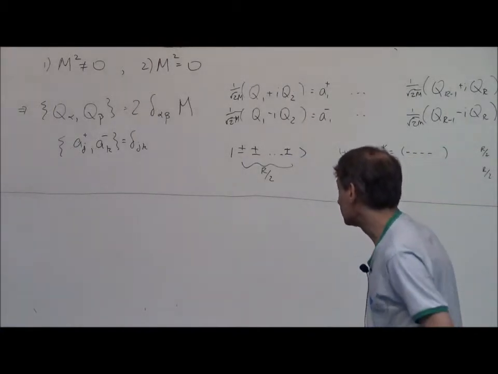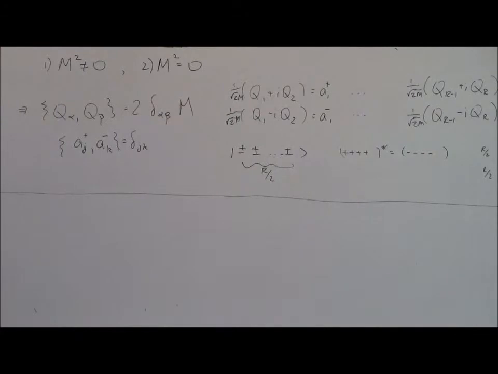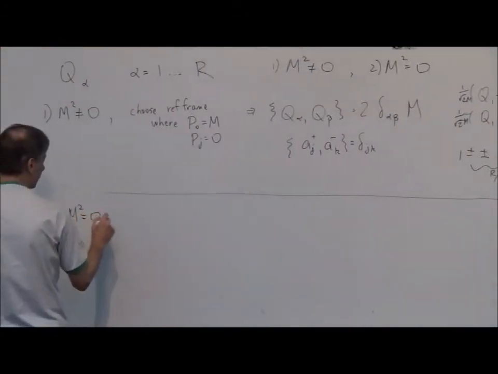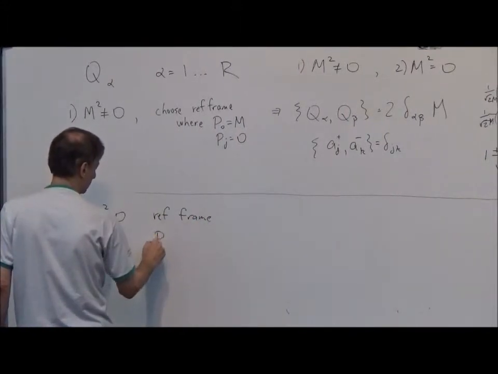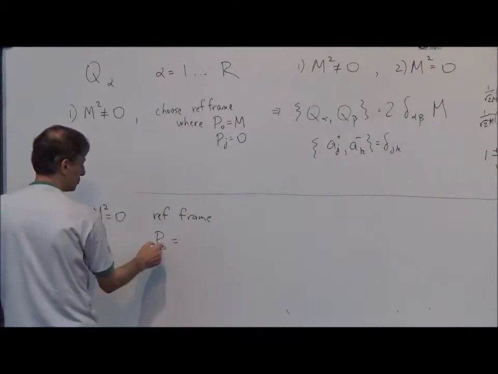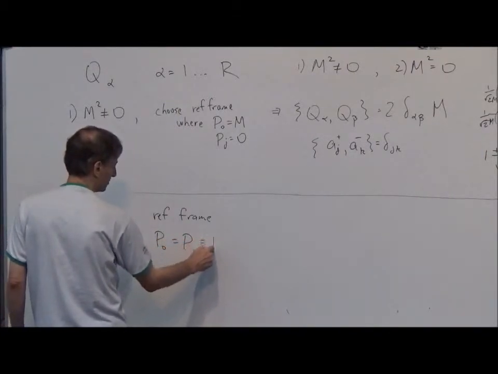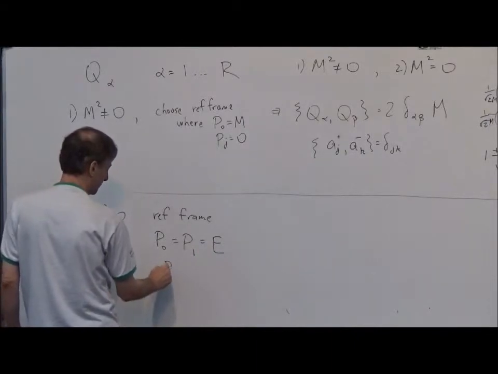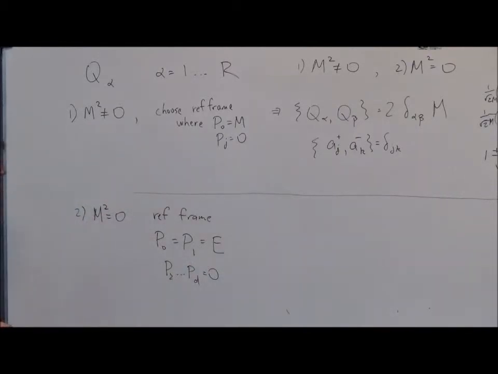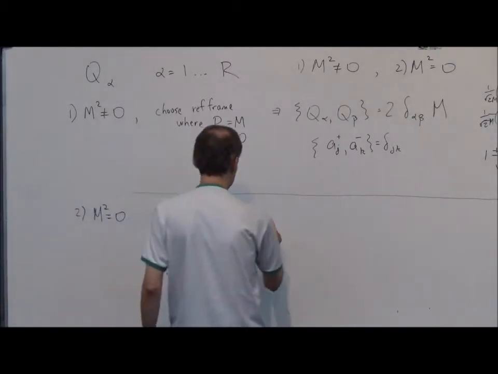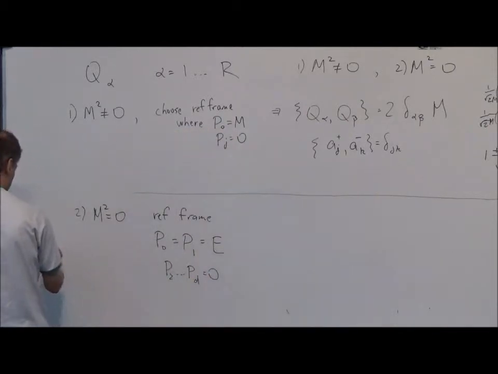Okay, now we'll do the massless case. Now in this case, the reference frame you want is not P0 equals m. You can't, there's no mass. But you can choose P0 equals P1 equals the energy, and all the others, P2 to P_D minus 1, zero. Now in this frame, you can choose gamma 0 to be this, and let's choose gamma 1. You can always choose gamma 1 to be equal to this.